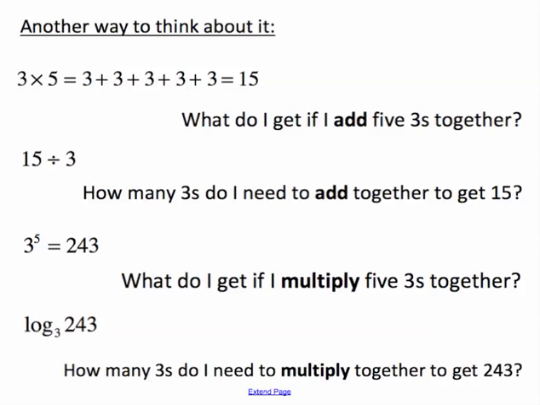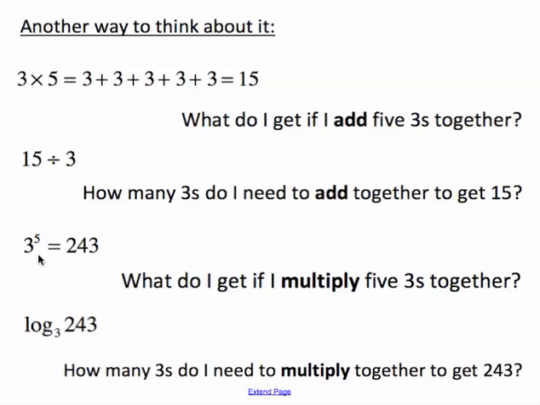Here's another way to think about it if it helps. Let's go back to multiplication and division. 3 times 5 is really another way of stating an addition statement. Add 5 3's together, and you get 15. So 3 times 5 is asking, what do I get if I add 5 3's together? Whereas the related division statement, 15 divided by 3, is asking how many 3's do I need to add together to get 15? It's asking the same thing, but in a different way.